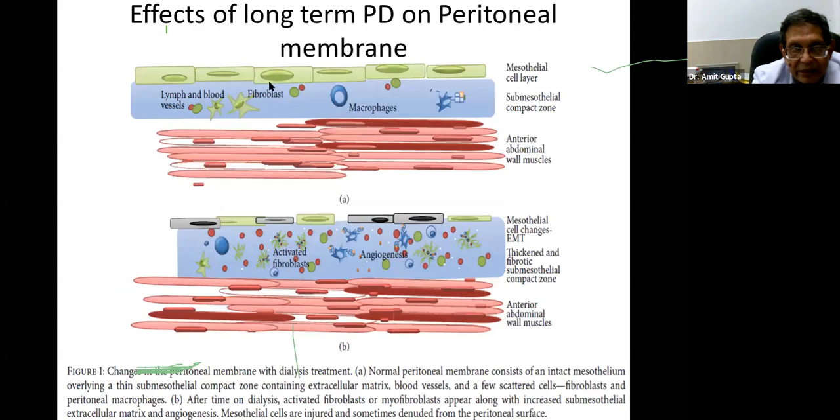When you look at this, this is the submesothelial compact zone, where there's an intact mesothelial layer over the submesothelial zone, which has few blood vessels and few scattered cells. But when the patient has been on peritoneal dialysis for some years, you can see that this submesothelial compact zone is thickened. The mesothelial cell layer is almost denuded. And you find a large number of activated fibroblasts and angiogenesis within this submesothelial compact zone. So this peritoneal membrane has thickened.